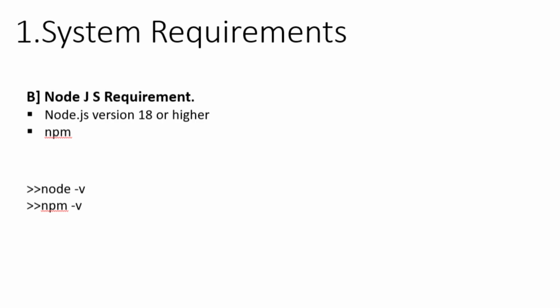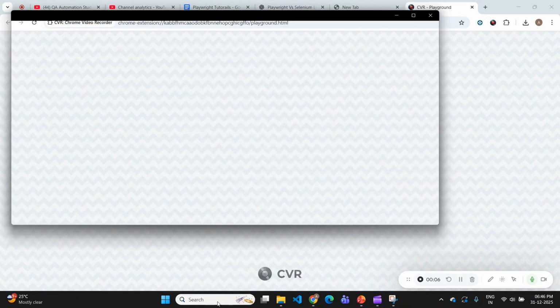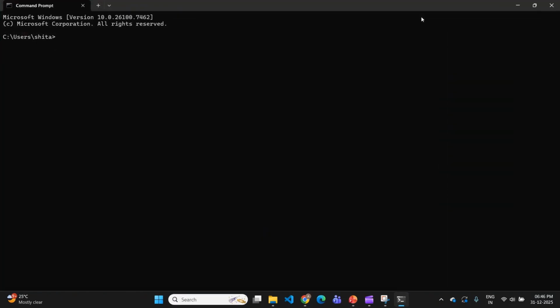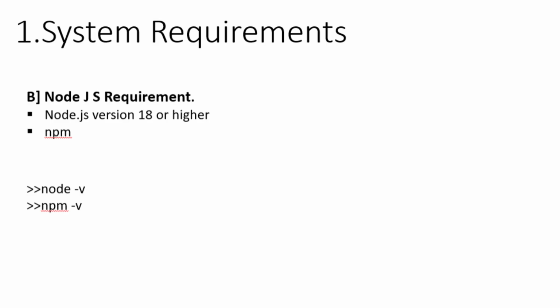You can check whether Node.js is installed or not by using this command. Open command prompt and run node -v. If you are seeing a version, then it is installed. You can also run npm -v. So in my case, these two are installed on it.